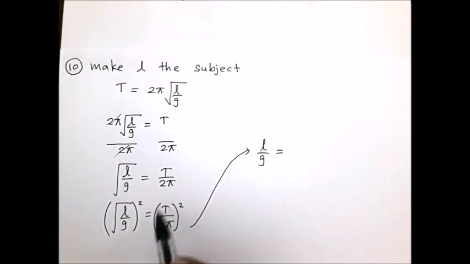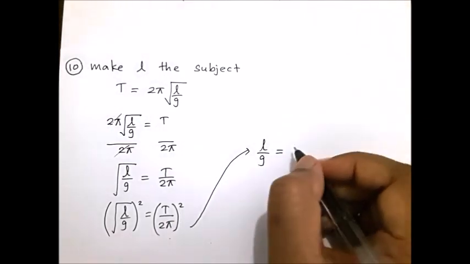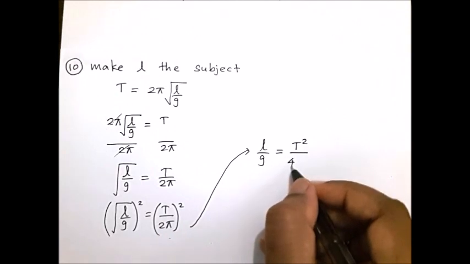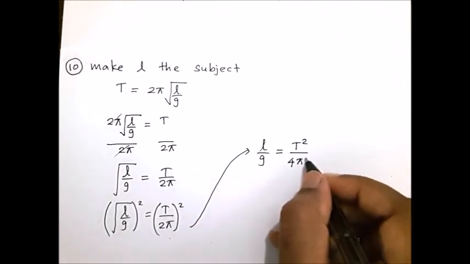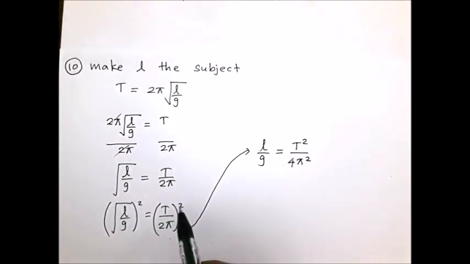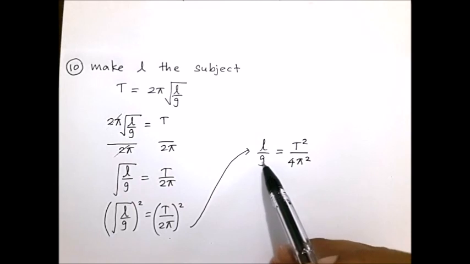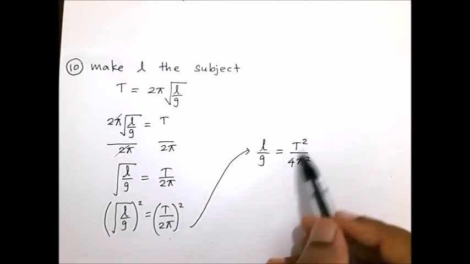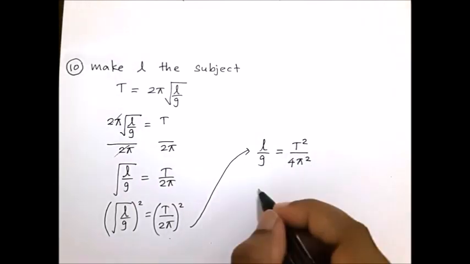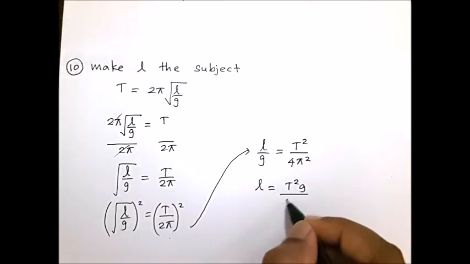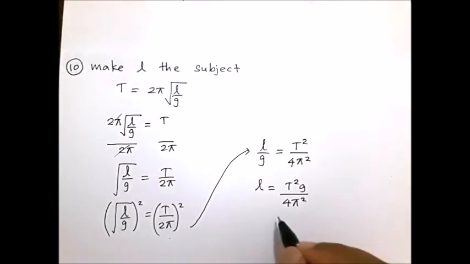Right hand side, you can remove brackets. T squared, 2 to the power 2 is 4, and π to the power 2. Remove brackets and take the square of each and every term. Now you have to make L the subject. Remove G. Use cross multiplication and take G here. L equals T squared G divided by 4π squared. This is the answer.